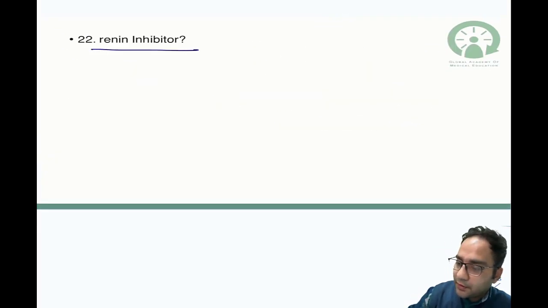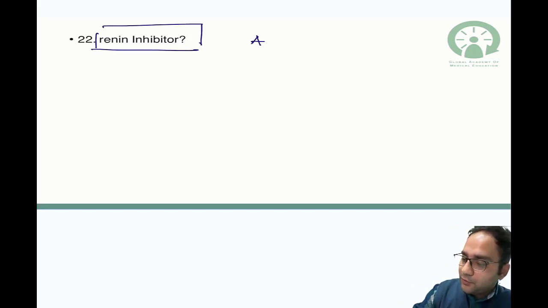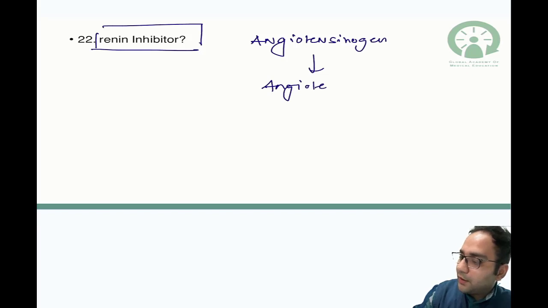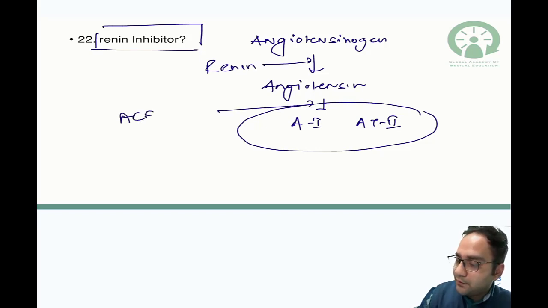Next question. If you were asked a question on renin inhibitor, so you have basically angiotensinogen that is converted into angiotensin 1 and then angiotensin 2. So renin acts here, and angiotensin converting enzyme, which is the ACE, acts here. So the answer would be different based on what you were asked.